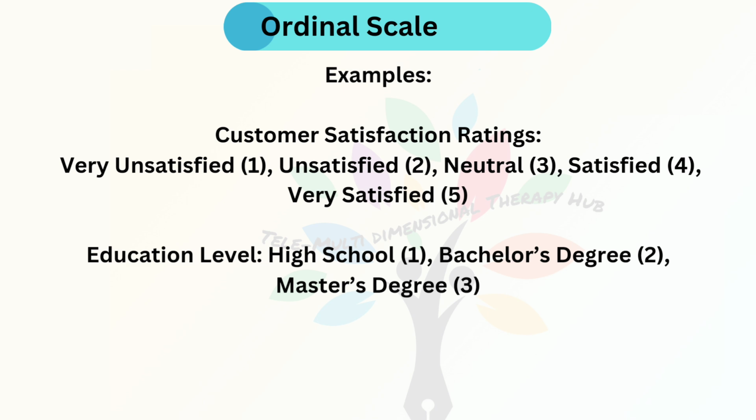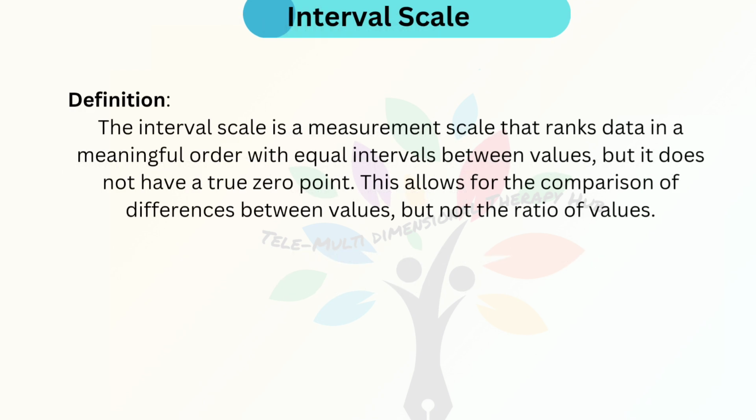Next example, education level: high school 1, bachelor degree 2, master's degree 3. So why again is it ordinal? Because the levels have a clear order, higher education levels rank above lower ones, but the difference in effort or time between a bachelor rank and a master rank is not specifically measured. So it's ordinal. And let's see the next, interval scale.